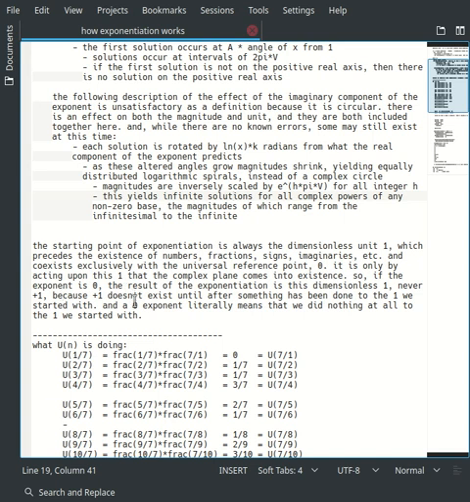So if the exponent is 0, the result of the exponentiation is this dimensionless 1. Never positive 1, because positive 1 doesn't exist until after something has been done to the 1 that we started with. And a 0 exponent literally means that we did nothing at all to the 1 that we started with. So if we have a 0 exponent, we do nothing to that kernel of existence. It's not positive.